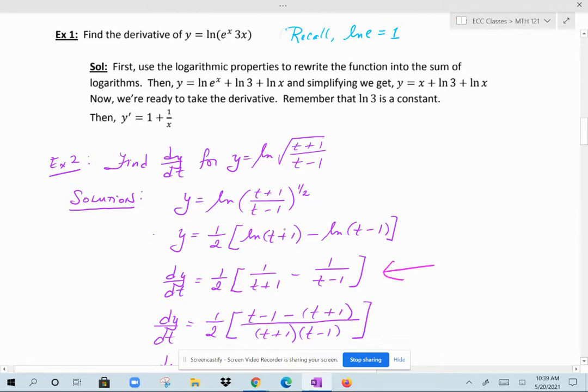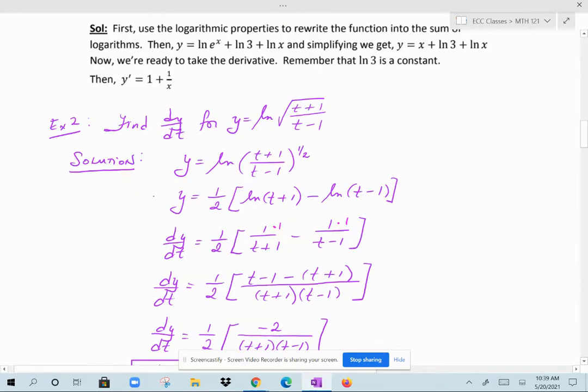So the derivative of the natural log will be 1 over t plus 1 times the derivative of the inside, but the inside is just 1. So you can write times 1, but it doesn't really change much for you. And the same thing happens with the second logarithm. It's 1 over t minus 1 times the derivative of the inside, which is again just 1.